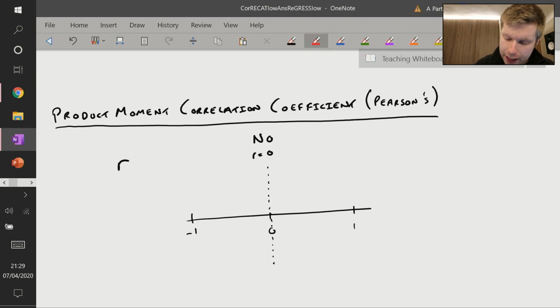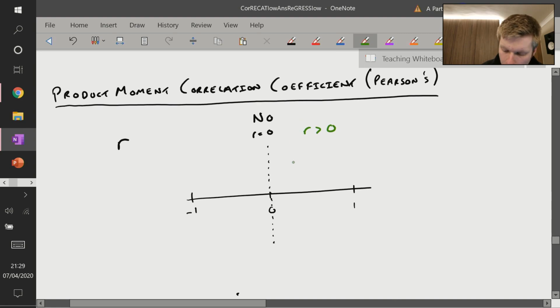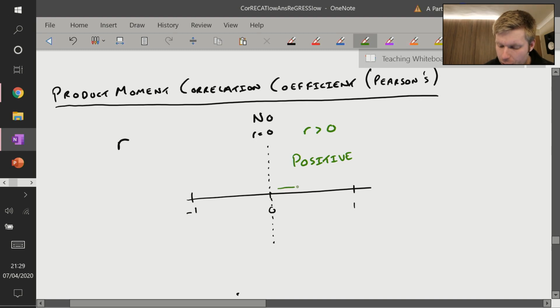Now, for anything which is positive, so for r which is greater than 0, we say that there is a positive correlation. In other words, as one variable increases, the other variable also increases. And the strength of that correlation, so how closely they match a linear straight line, is given by the value of 0 to 1. So if it's 1, it means it matches in a perfect way.